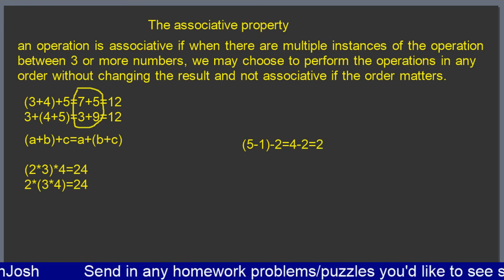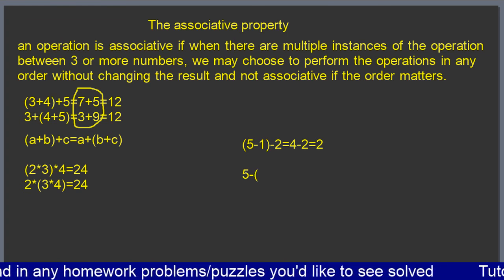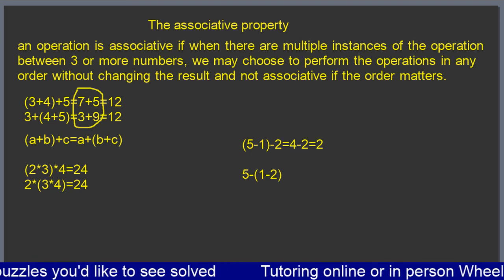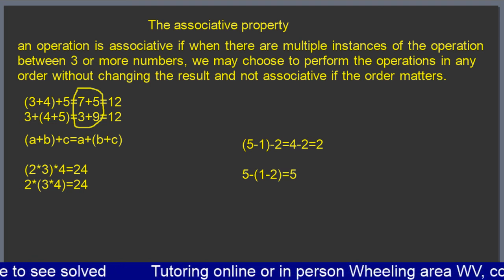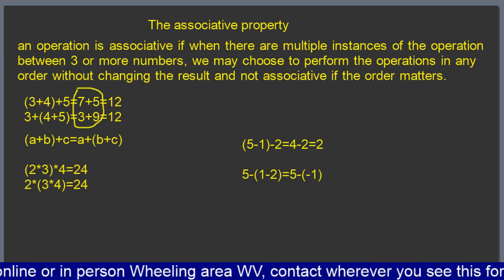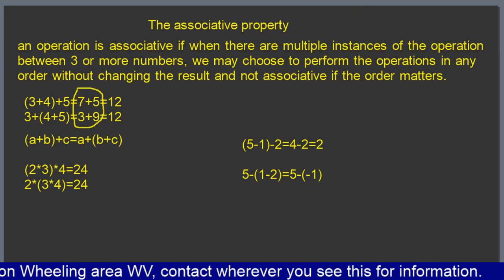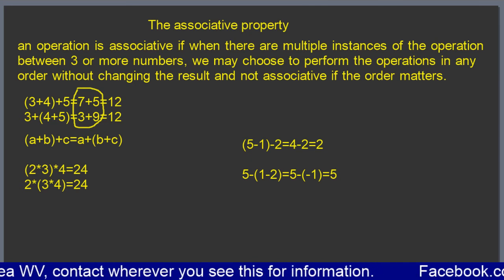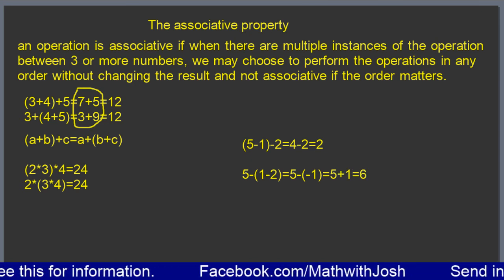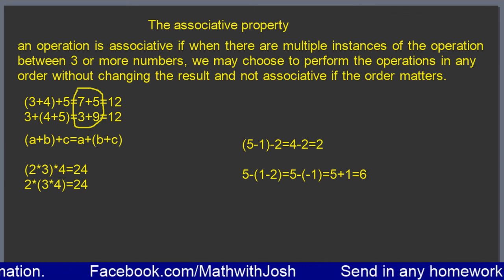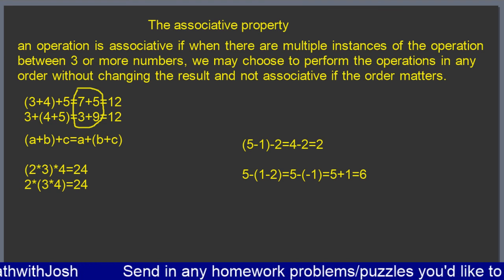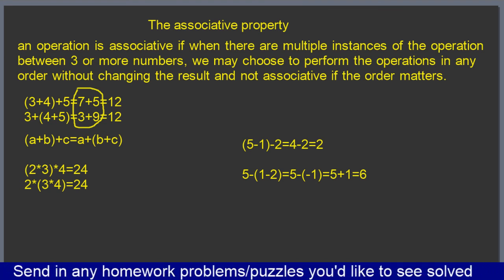But if we move the parentheses, we get 5 minus (1 minus 2), which will equal 5 minus negative 1. I perhaps should have picked different numbers. 5 minus negative 1 is the same as 5 plus 1, which equals 6. And of course, since 6 does not equal 2, this is an example, and in this case proof, that subtraction is not an associative operation.